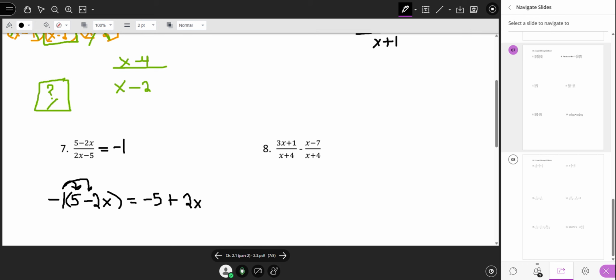Let me switch order so that minus goes in the middle.